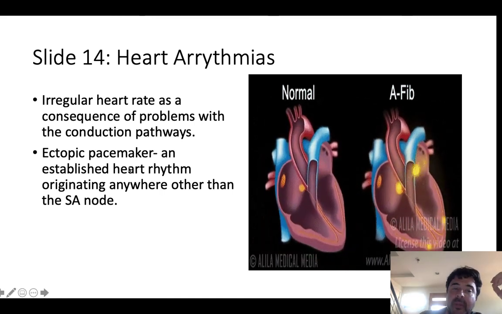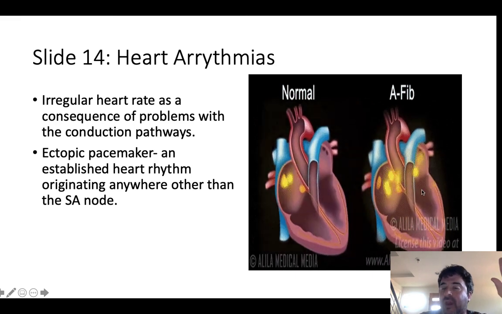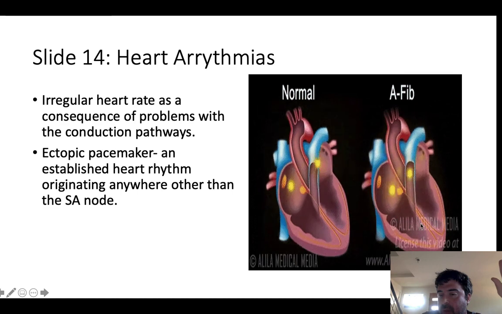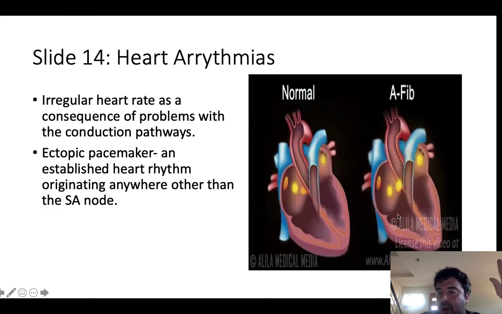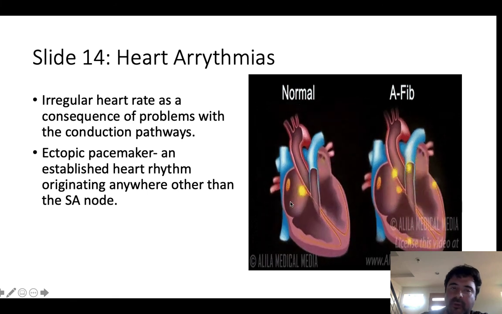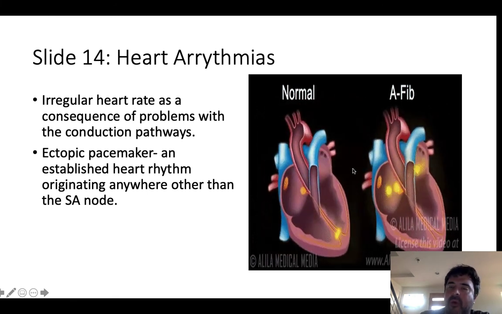Now, an ectopic pacemaker is just a heart rhythm that's being established anywhere other than the SA node. So sometimes you can get ectopic cells that develop in the ventricles and throw off the electrical rhythms by just activating the ventricles directly. There's all sorts of weird things. So arrhythmias are just abnormal heart rhythms.